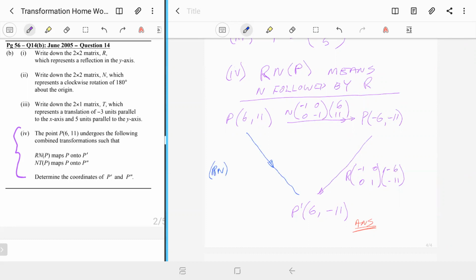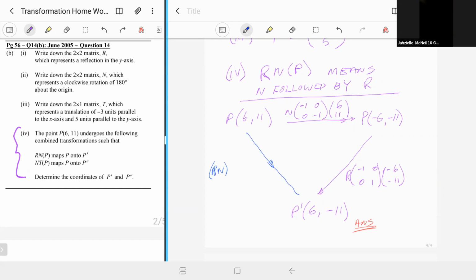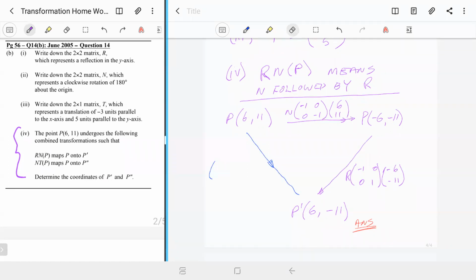Could we do it in a single step? Yes, sir, 2 by 2. Yes, because we have two matrices, so we could do it in a single step. What single matrix are we supposed to get? I'm testing you, if you don't know yourself now.